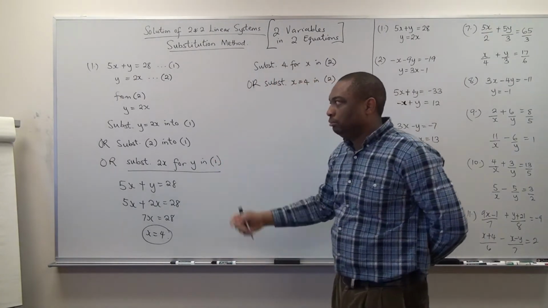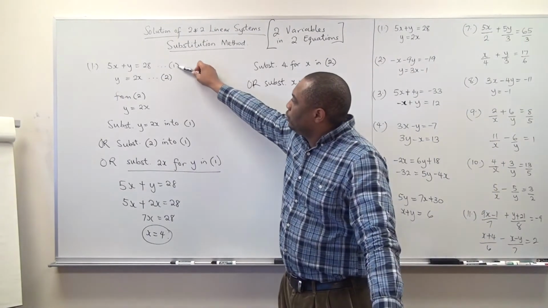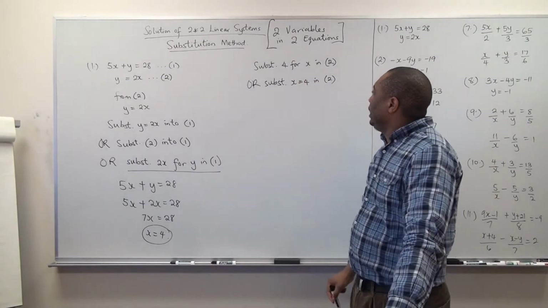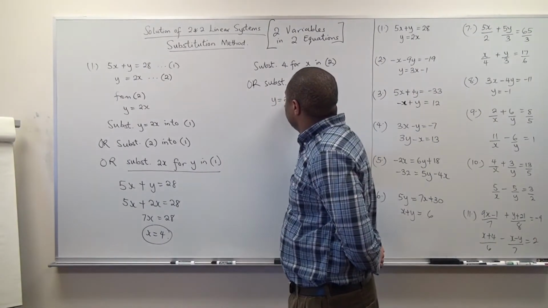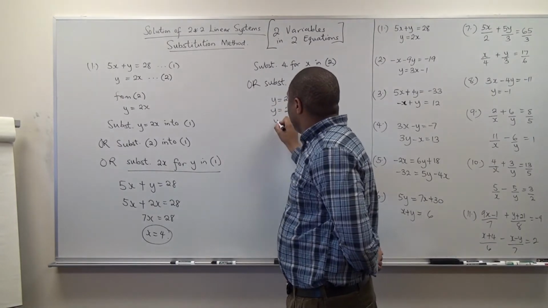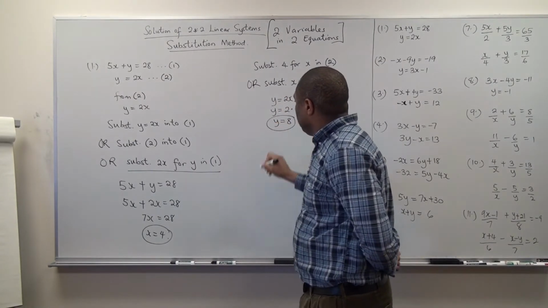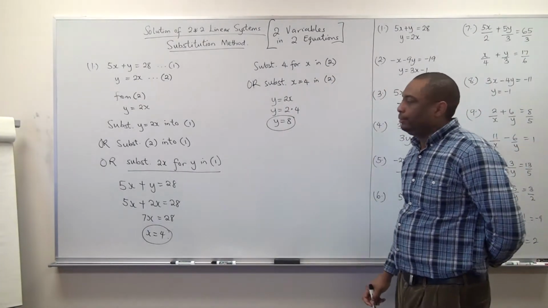You can actually do it in any of the equations. But since you have substituted in equation 1, you can now substitute in equation 2. So from equation 2, we have that y is equal to 2x. So y will be equal to 2 times 4, and y will be equal to 8. So our x is equal to 4 and our y is equal to 8.